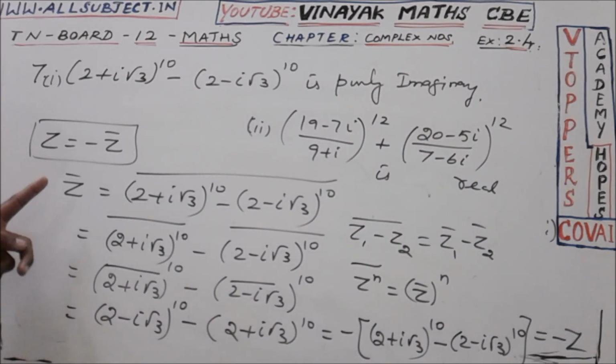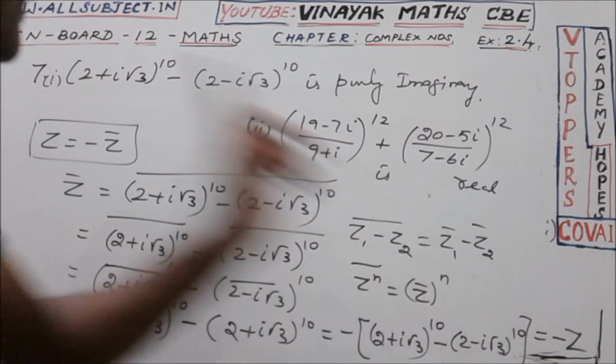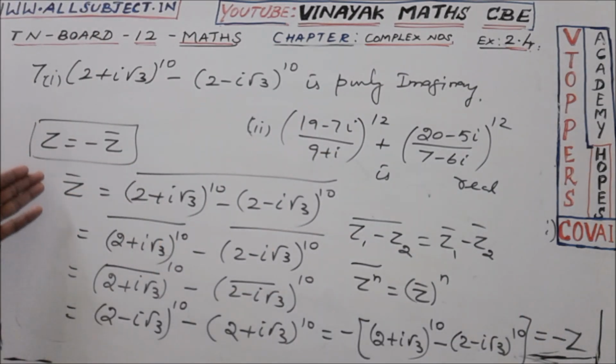So we have started here z bar equal to minus z. Now we can interchange the sign here, minus z equal to z bar. This yields minus z equal to z bar. This yields the given complex number z is purely imaginary.